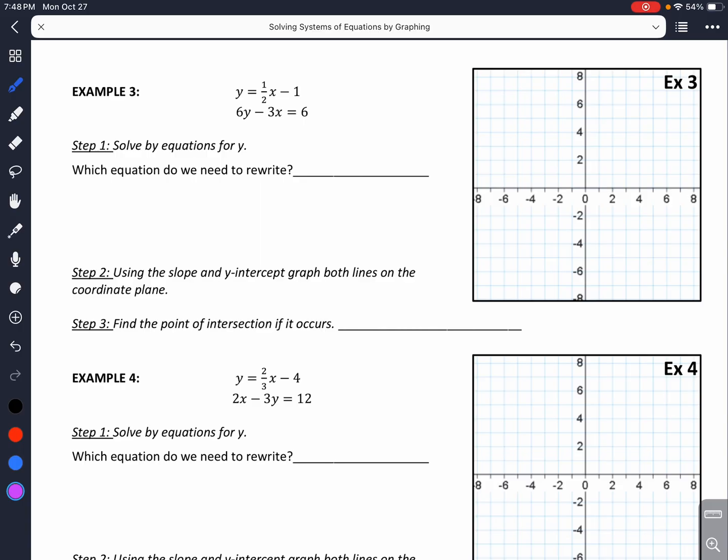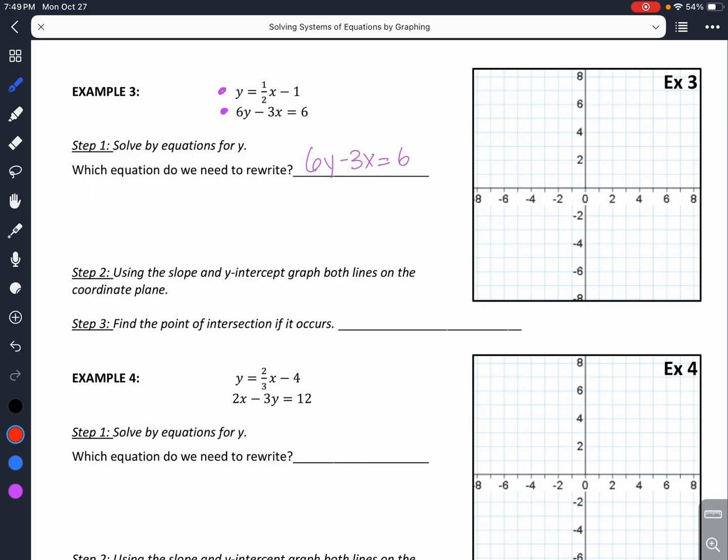So here again, remember our first step in solving is we always want to look at our equations and see which equation we need to rewrite. This first equation is already in y equals mx plus b form. So I want to look at my second equation, and it is not. So this is the equation we need to rewrite. Again, I would like for you to pause the video, try to solve this and put it in y equals mx plus b form, and then resume the video to see if you were correct.